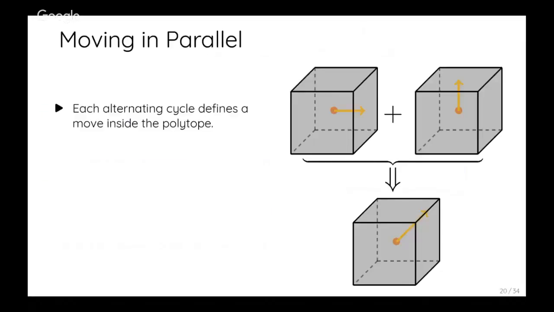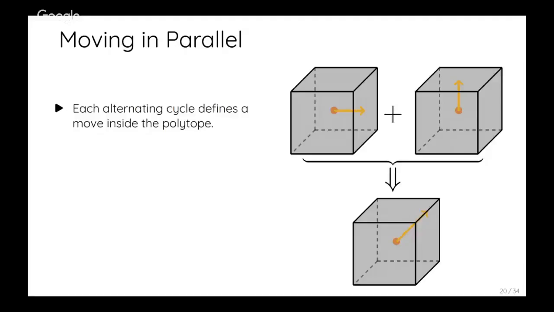But here's the big problem. If you have disjoint even cycles in the bipartite case, you can move along them in parallel and nothing goes wrong. So what do I mean by that? Here is the perfect matching polytope at this central point, and we've found two disjoint cycles. Each one of them gives me a movement. So basically the two yellow arrows show you the direction of the movement. If I increase the size of my arrows until I basically hit a face for each one of my cycles, then the combination of the moves still takes me to a point that's inside the polytope, okay?